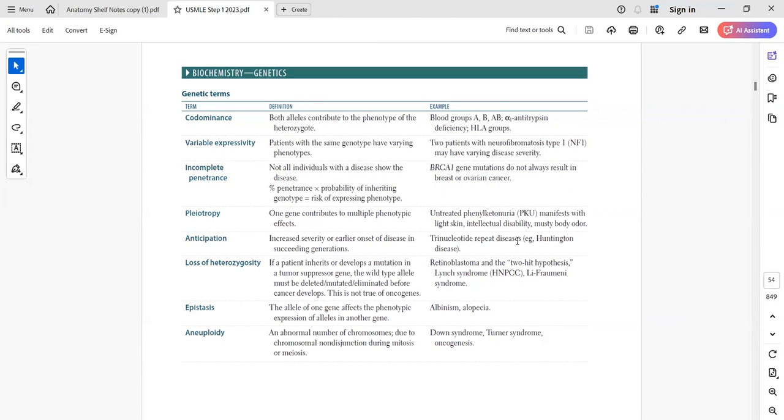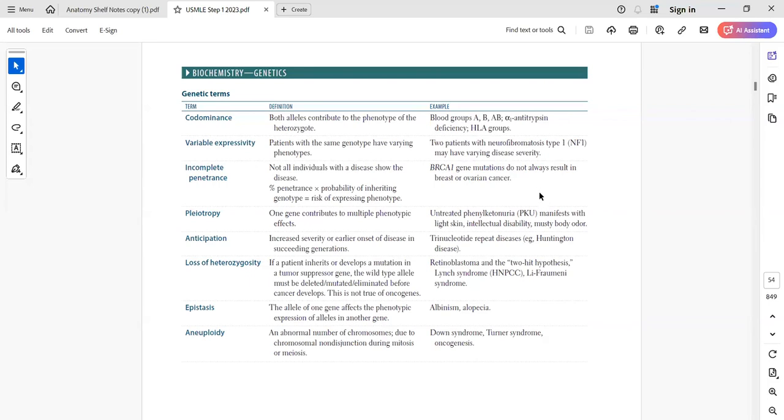For instance, incomplete penetrance: not all the individuals with the genotype show the disease. They would have the gene, but the penetrance is so incomplete that they would not show the disease. For instance, BRCA1 gene mutation does not always result in breast or ovarian cancer.